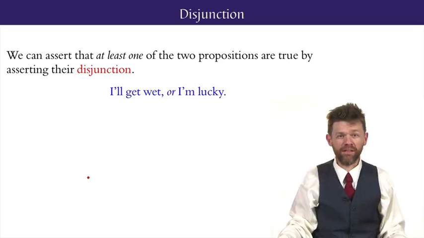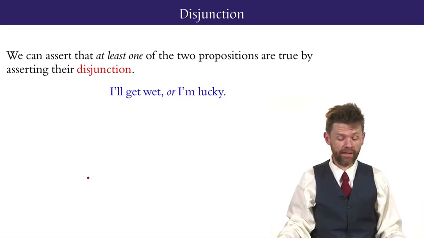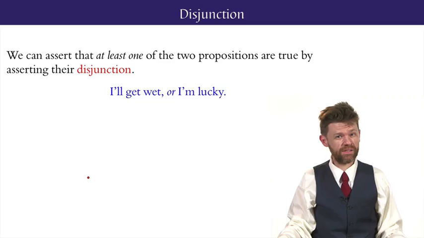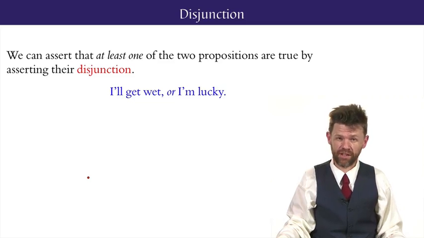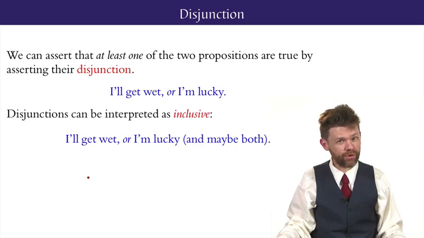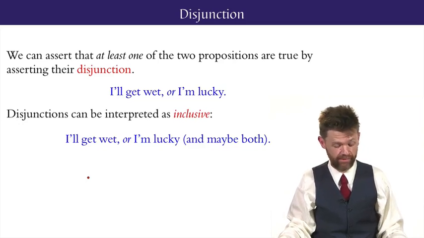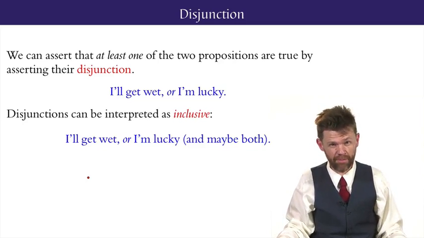Now, conjunction is just one of the connectives. Another one is disjunction. We could assert that at least one of two propositions is true by asserting their disjunction. I'll get wet or I'm lucky. Now, when we make an or statement like this, we could interpret it as inclusive, including the option that both turn out to be true. I'll get wet or I'm lucky, and maybe both.